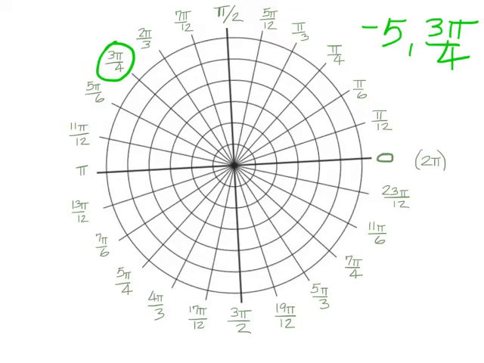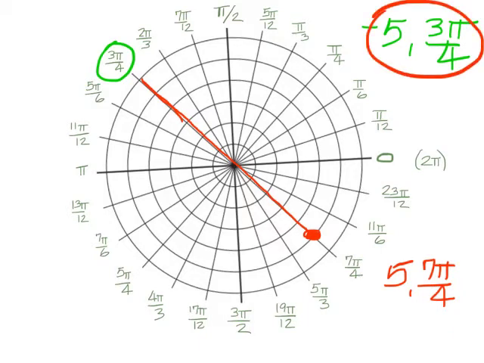You found that, but the radius is negative 5. Whenever you have a negative radius, what you're going to do is this. Instead of putting your point here on this spoke, you're going to follow it all the way through, like this, and go 5 in the opposite direction. So your point is really 7 pi over 4, though it's written and given to you like this to start with.